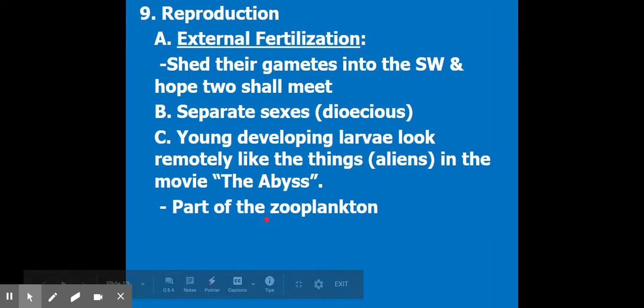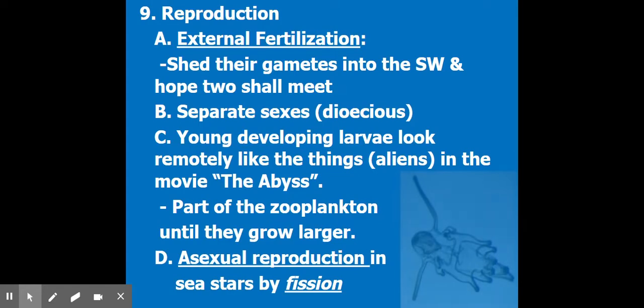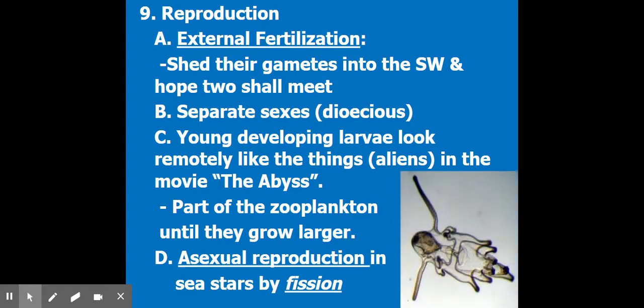In terms of reproduction, echinoderms reproduce externally. So typically they'll use broadcast spawning. They'll shed their egg and the sperm into the water. Many of them, but chances are not all of them are going to meet up and become a fertilized egg. So they'll shed many eggs and sperm out into the water.